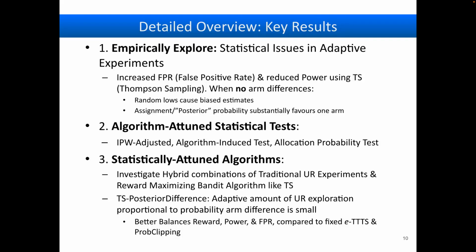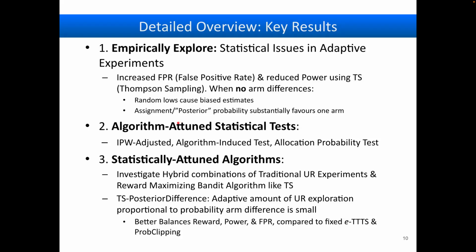Why that's especially problematic is because of this way of thinking about the assignment by posterior probability. When there's no difference, what happens? You don't get a nice normal distribution centered around 50-50. It will converge on one arm. And the reason is that, again, as you get random lows, you will stop sampling. So much more often than you would like, it will end up putting more and more participants into one arm. So in a way, you can't quite trust those posterior probabilities.